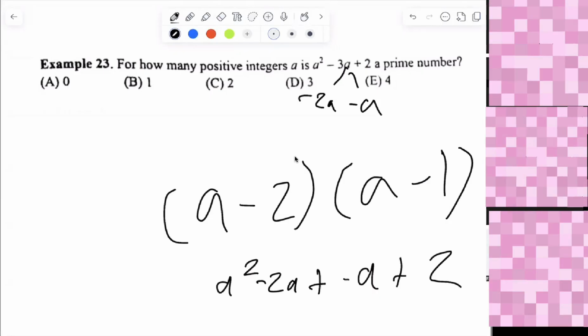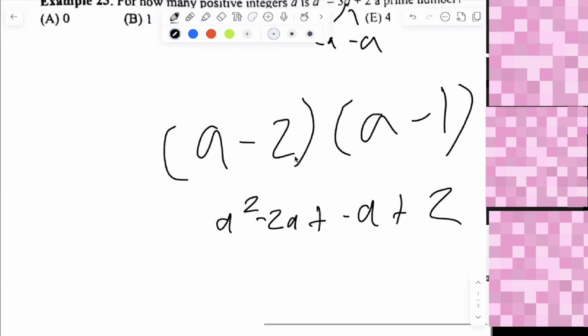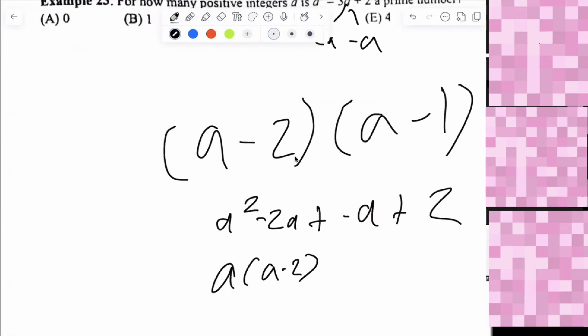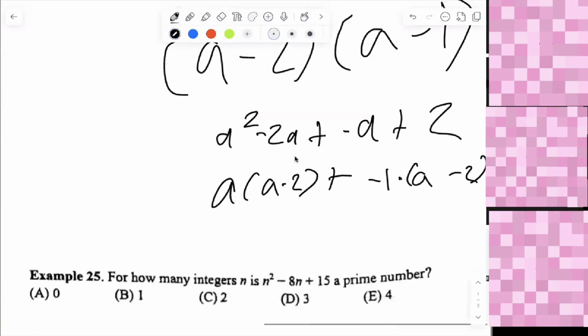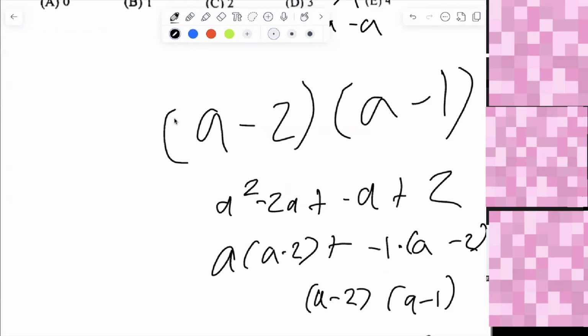From here, this is factorized using the distributive property reversed. Use the distributive property once, and you get A times A minus 2 plus negative 1 times A minus 2. Then you combine like terms, and it just becomes A minus 2 times A minus 1. So you factorize most polynomials, or trinomials, into binomials.